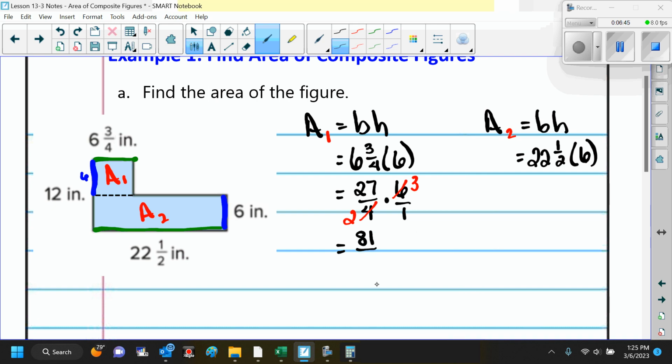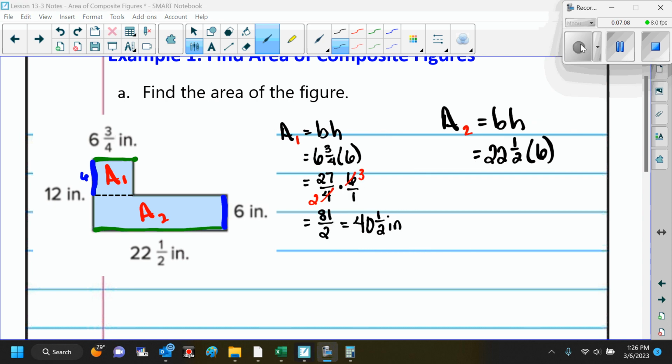And 2 times 1 is 2. Okay? So now we can change that back to a mixed number. 2 goes into 81 40 times with 1 left over. So that's going to be 40.5 inches.